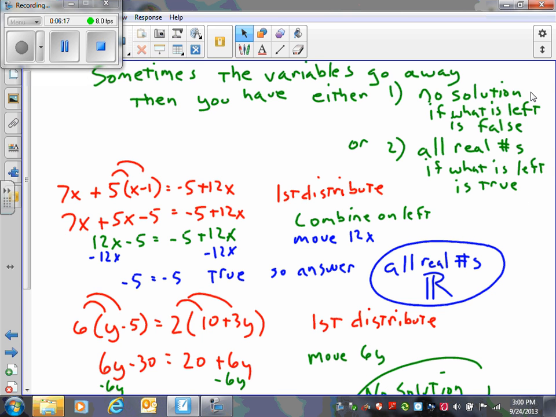No solution means that there is not a number you can pick that can go into the equation that will make it true. There isn't one. All real numbers is kind of the opposite. Any number that you pick will make that equation true.